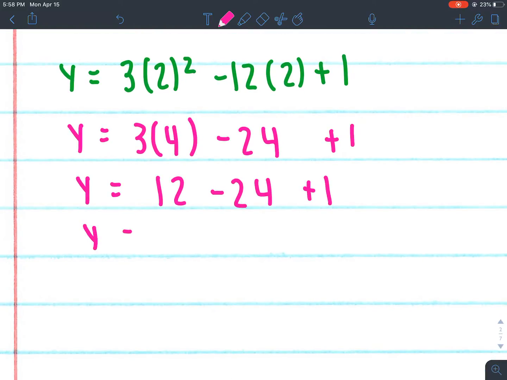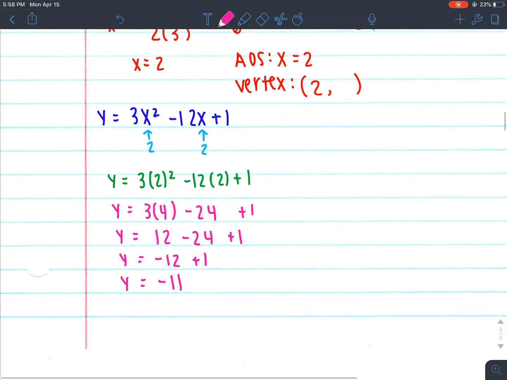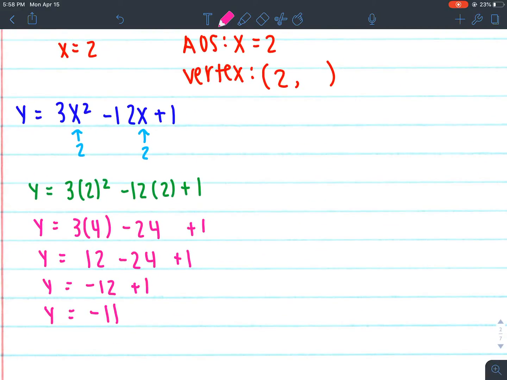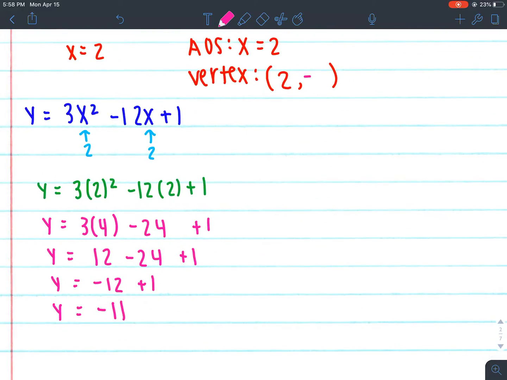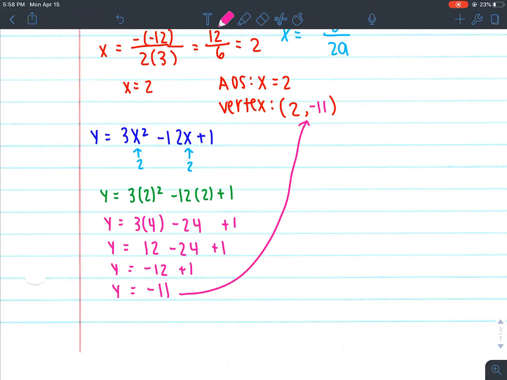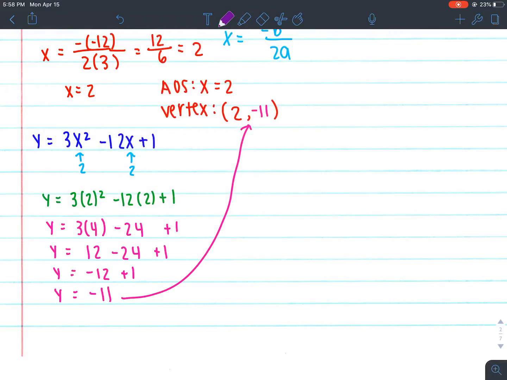Again, if you're on-level, you should just be able to punch this in the calculator. 12 minus 24 is negative 12 plus 1. So y equals negative 11. Okay, now, what is that negative 11? That's the negative 11 in my vertex. That tells me this number here. Okay, so I know that my vertex is 2, negative 11.